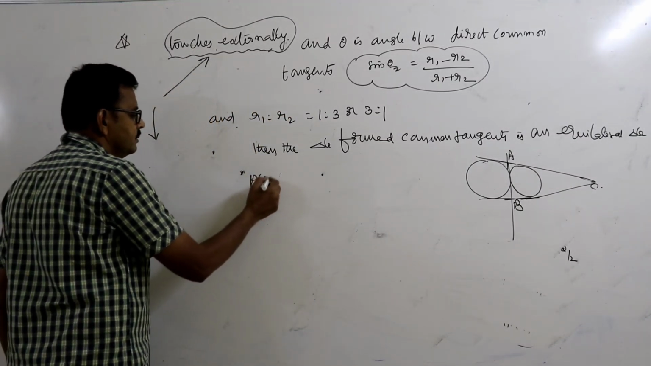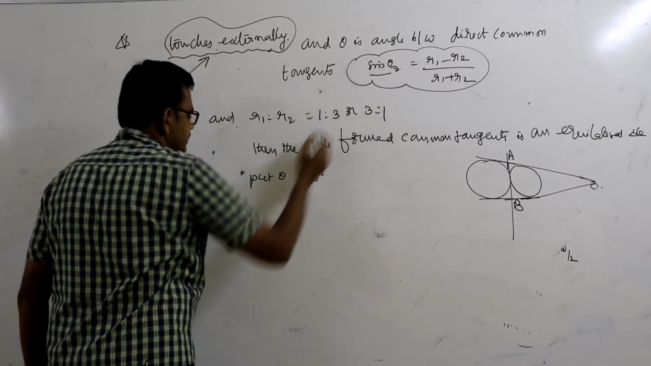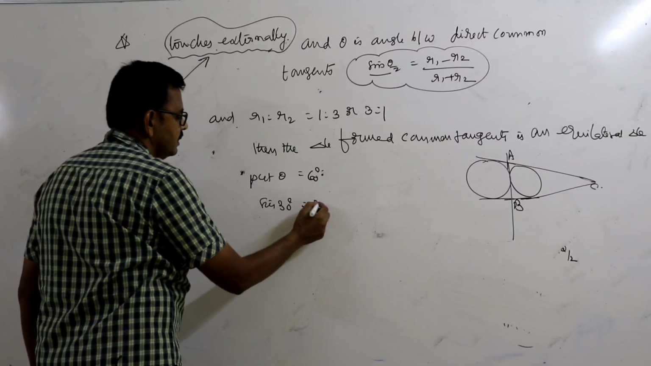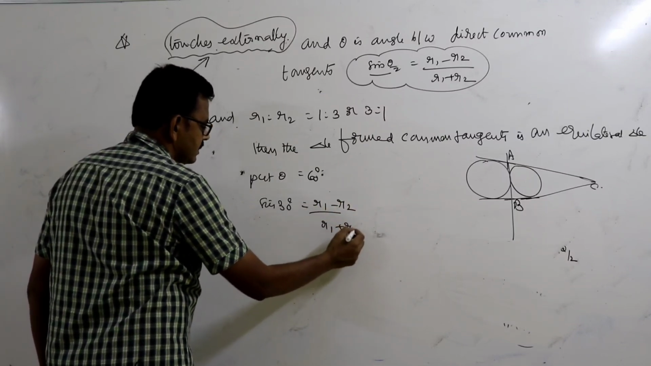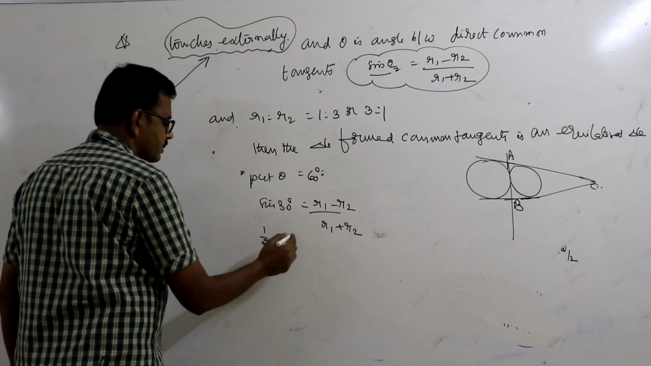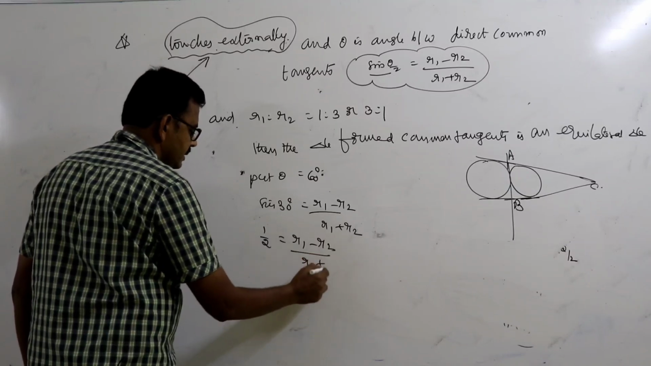In this one, put theta is equal to 60 degrees. Therefore, this becomes sin 30. Sin 30 is equal to R1 minus R2 by R1 plus R2. Sin 30 is 1 by 2. 1 by 2 equal to R1 minus R2 by R1 plus R2.